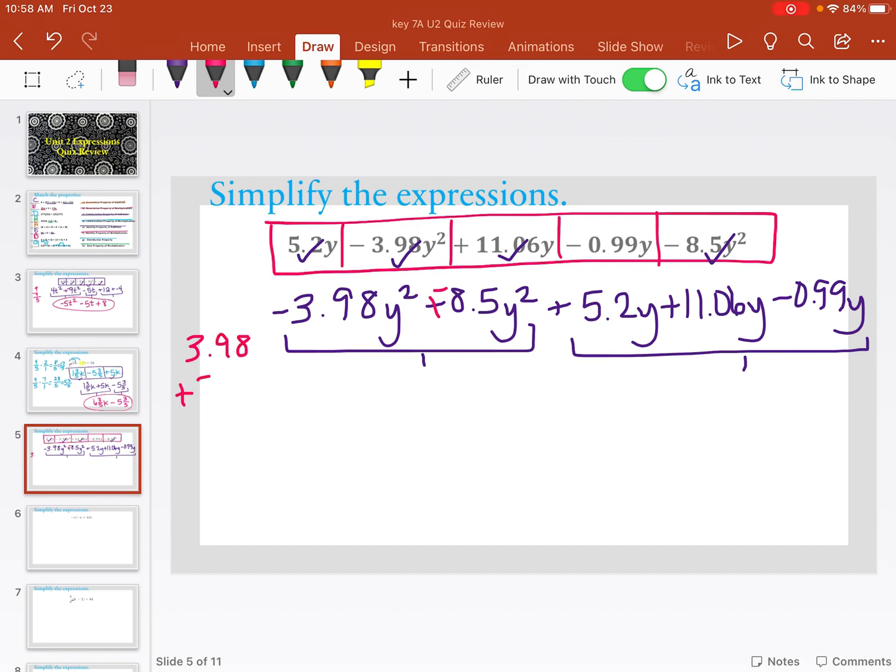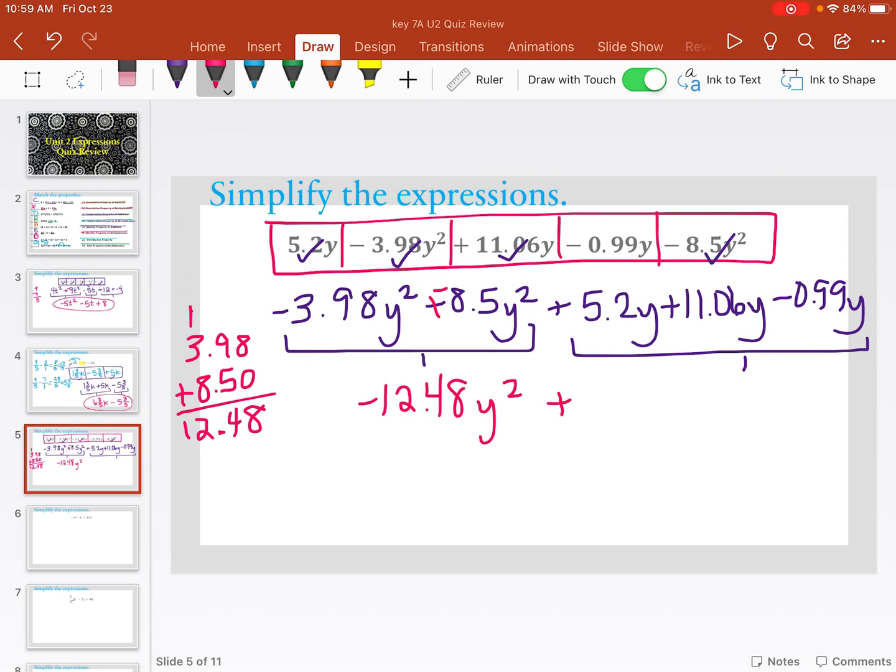3.98 plus 8.5. Remember to line up those decimals. I get 8, 14, carry my 1, 11 plus 1, so 12. Don't forget to bring that decimal straight down. They were negative, so it stays negative. So negative 12.48 y squared.